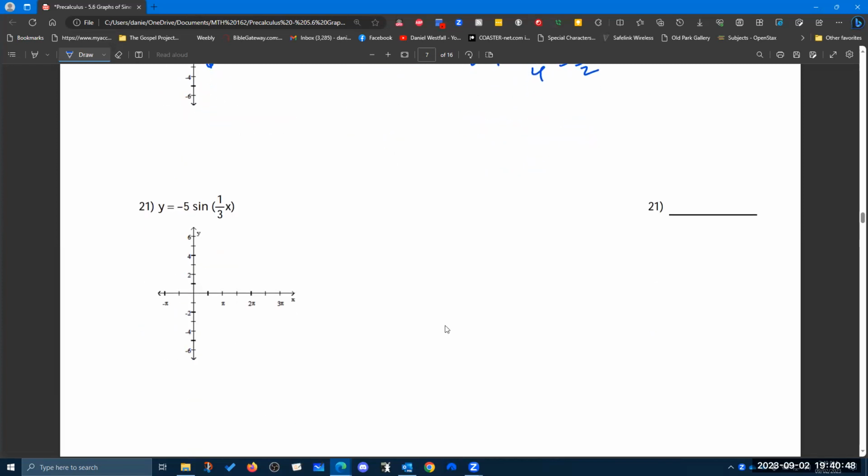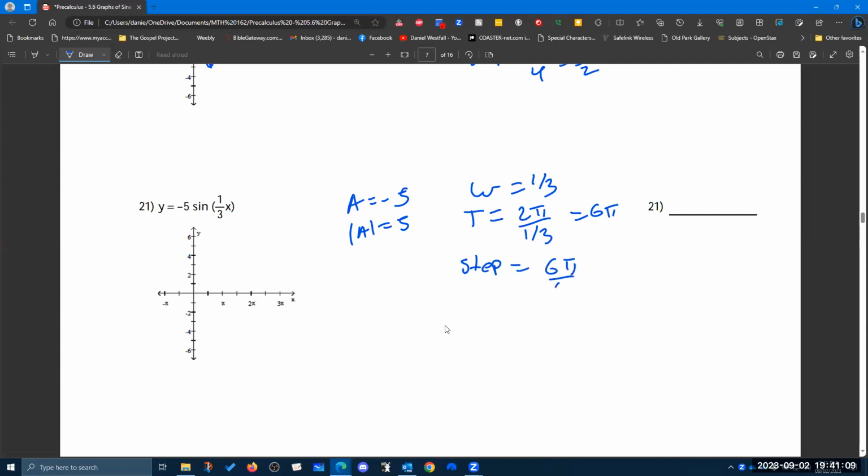All right. This one here, our A is -5, which makes our amplitude equal to 5. Our omega is 1/3, which makes our period 2 pi over 1/3, which is 6 pi. So our step this time is going to be 6 pi over 4, which is 3 pi over 2 for each step. We're starting with a sine function, so we're starting at (0, 0).